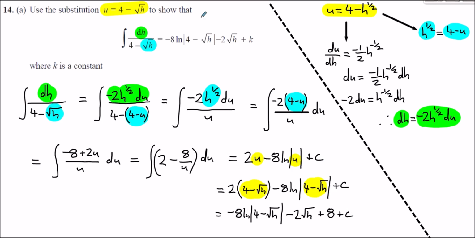So now, this k is just another constant. C, of course, is a constant. Any constant plus another constant will equal a constant. So 8 plus c is the same as a new constant, k. And that's my final step. So now I just say, this must be the same as 8 lots of a natural log of 4 minus root h minus 2 root h, and 8 plus c is the same as that k. And then we've done for part A of 14.